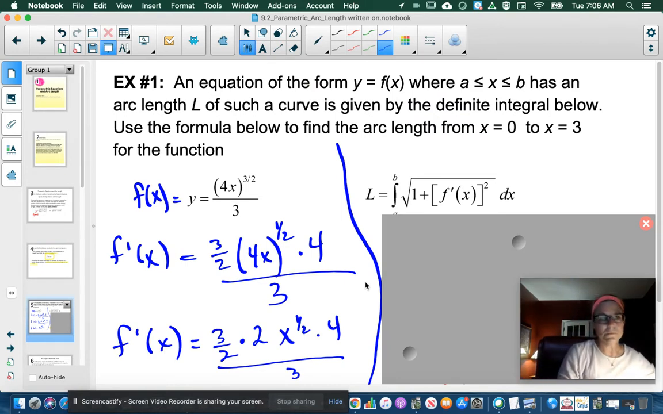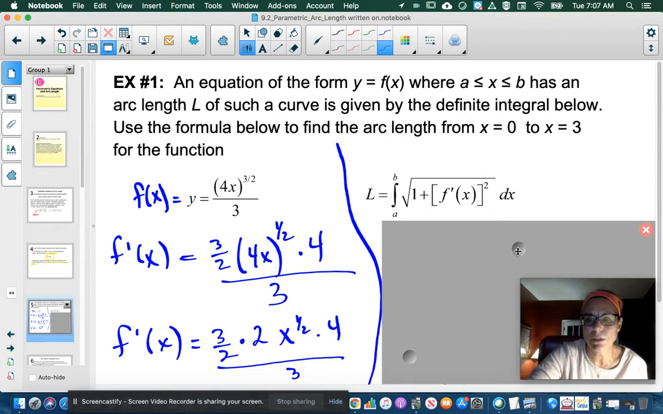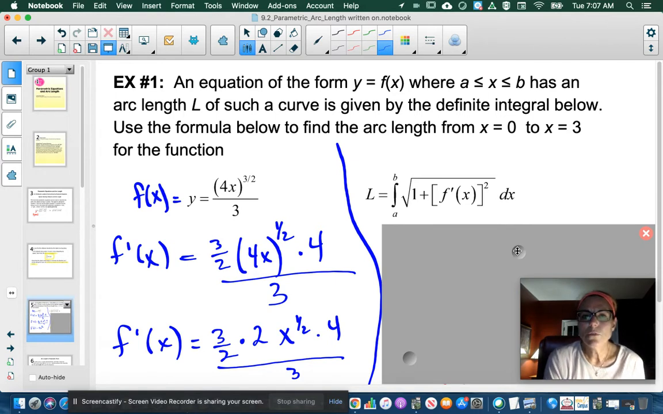This is nothing new. Example 1, an equation of the form y equals f of x, going from a to b, has an arc length L given by the definite integral below, which is this formula right there. Use the formula to find the arc length from 0 to 3 for the function. Again, this is not parametric. Recall what we did: we found the derivative, plugged it into that formula, and used the calculator. We are not going to have to integrate by hand.